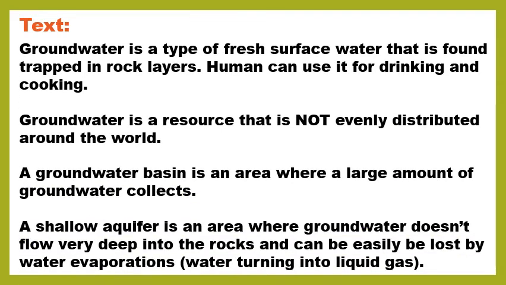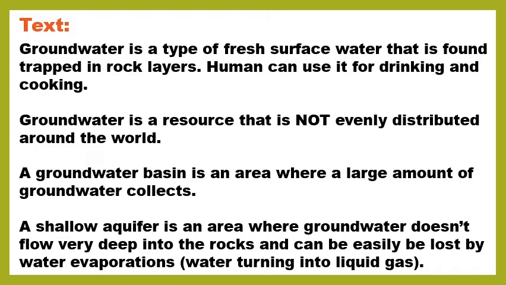Okay, here's the text that's going to help you better understand your homework. Groundwater is a type of fresh surface water that is found trapped in rock layers. Humans can use it for drinking and cooking. Groundwater is a resource that is not evenly distributed around the world. A groundwater basin is an area where a large amount of groundwater collects.